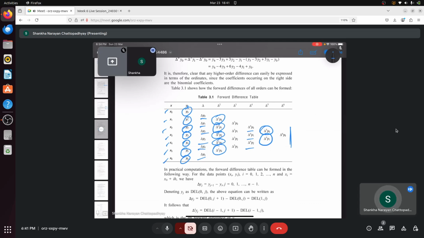So one of the negative points, you can say, one of the flaws of this forward difference scheme is that it is only applicable to equispaced data points.